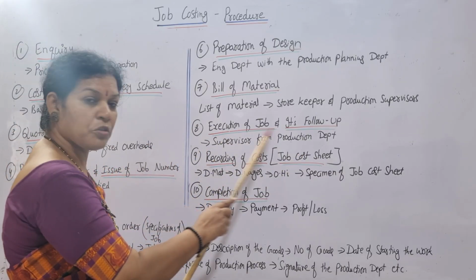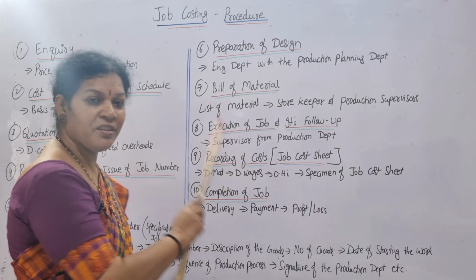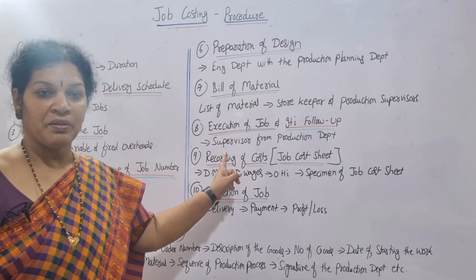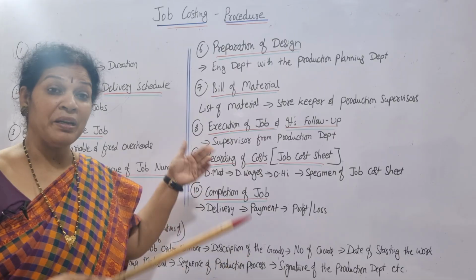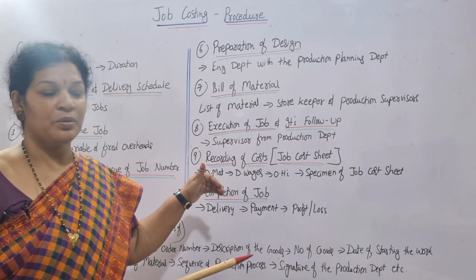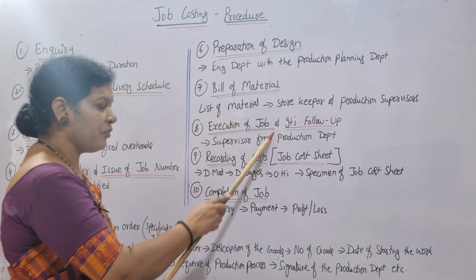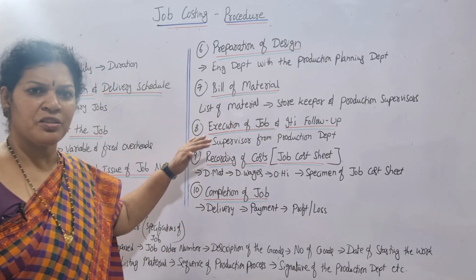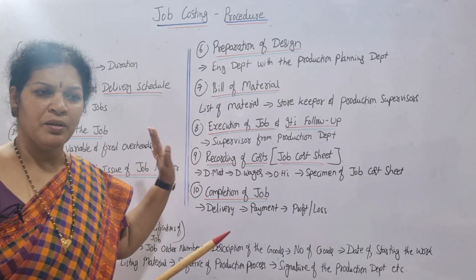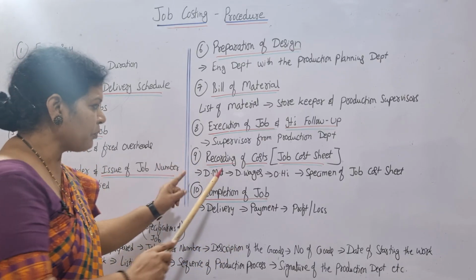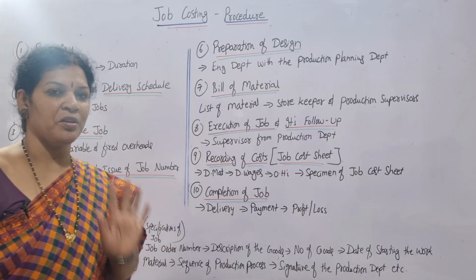For this execution of the job, one supervisor is appointed by the production department. He will be taking care of the entire job process. Then after that, if this process is over, next is recording of cost. The job is over, the production is ready to deliver. Now we are focusing on the recording of cost. How much cost happened?